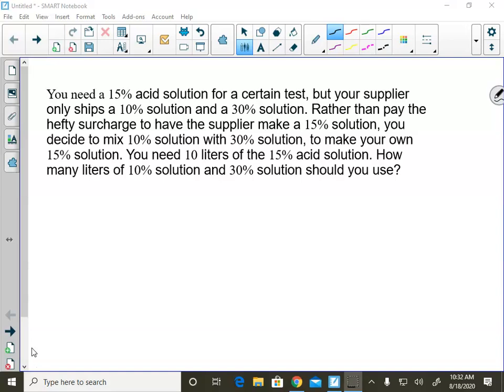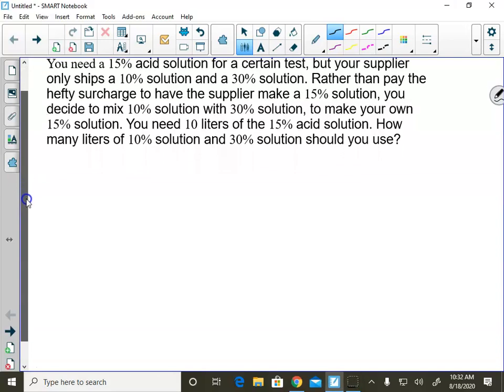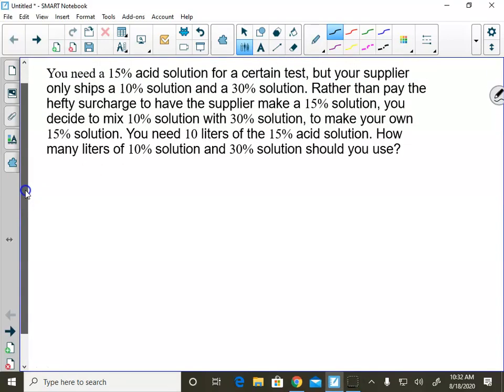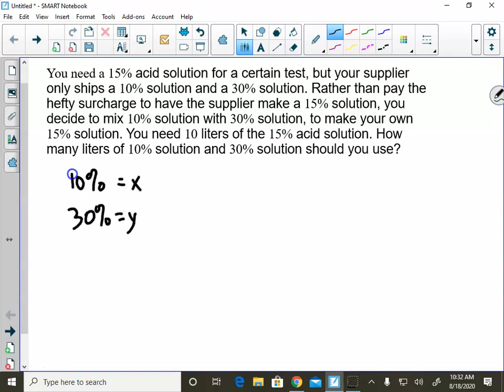Well, let's find out. In order to do this, we're going to solve this system. And the first thing that we notice is that we need to have a total of 10 liters. So we're going to let the 10% solution be X, and we'll let the 30% solution be Y. Okay? So if we add the 10% solution to the 30% solution, we have to end up with a total of 10 liters. So that first equation should be pretty simple.